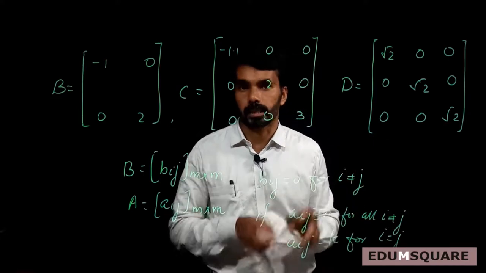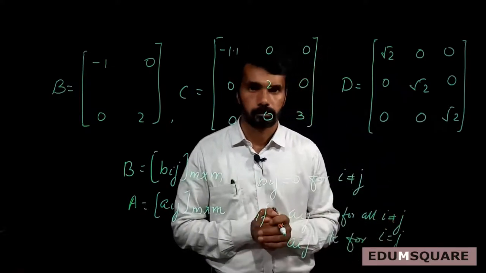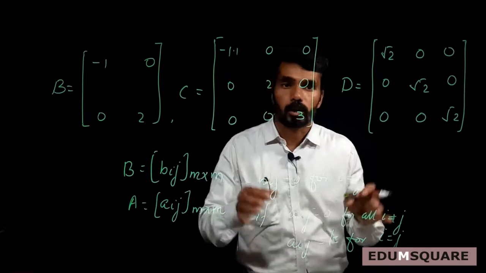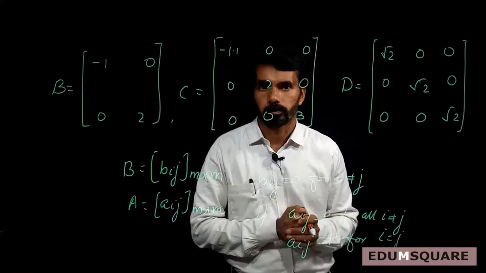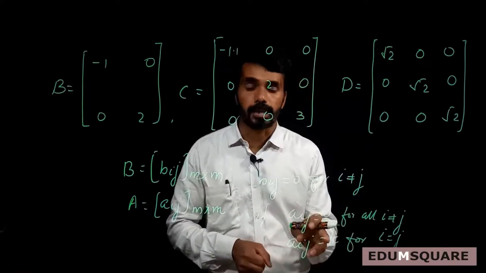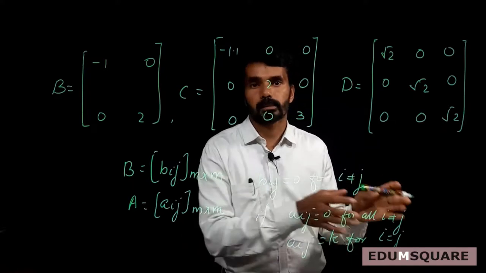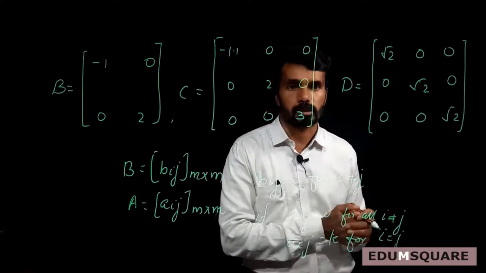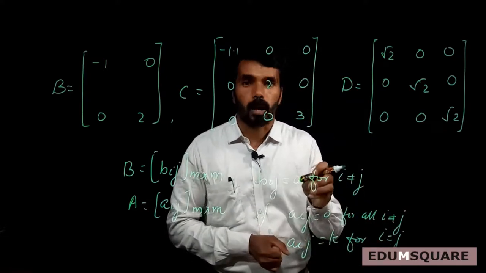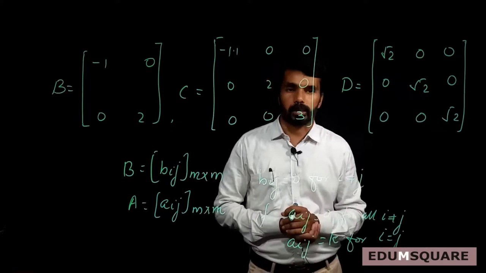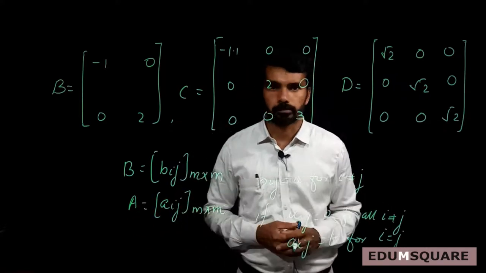This is the condition: if aij is equal to 0 for all i not equal to j, that is, for all non-diagonal elements the value is 0, and if aij is equal to k, that is, all diagonal elements are equal to a constant. Okay, this is the condition for a square matrix to be a scalar matrix. Yes, now let us move to another example.